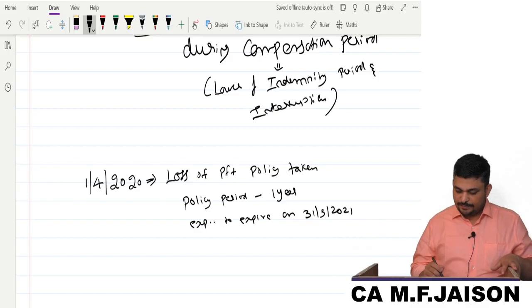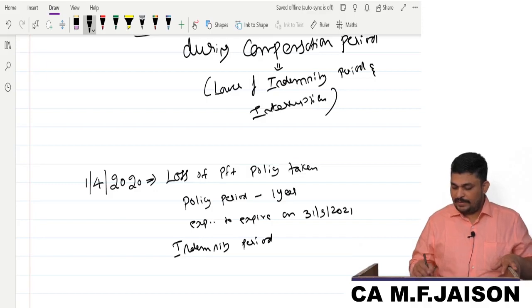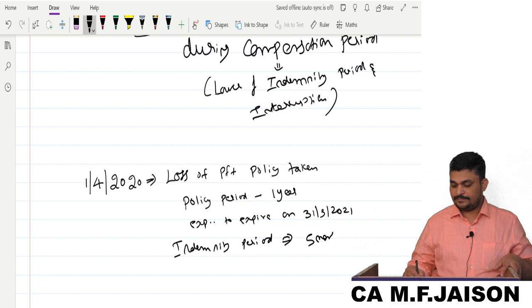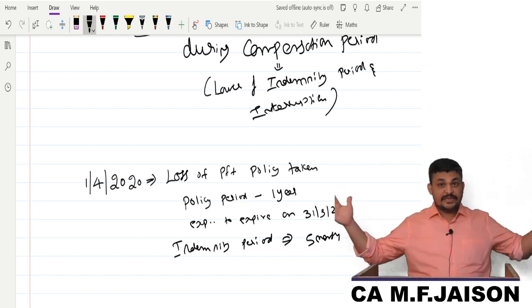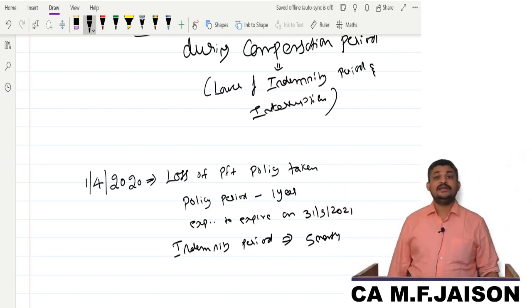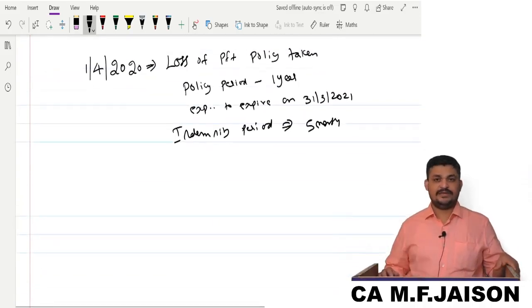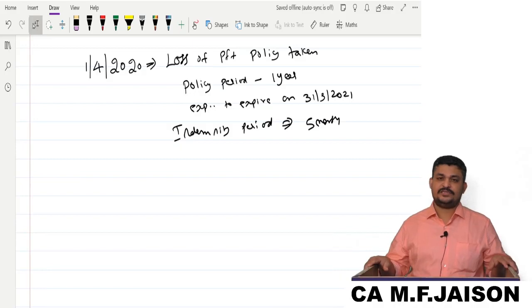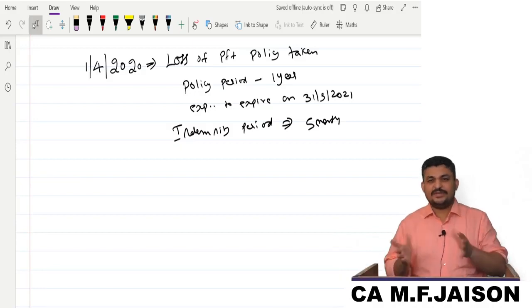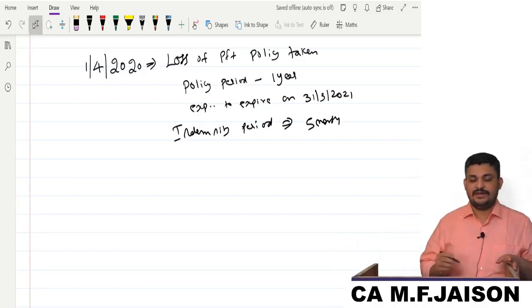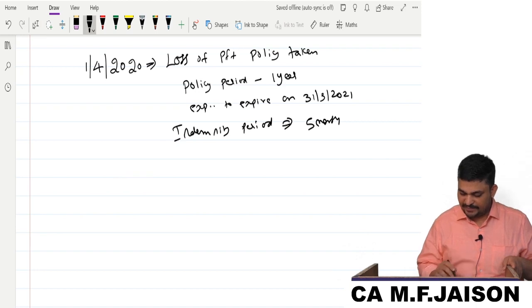It is also mentioned, my dear friends, the indemnity period. Indemnity period is mentioned as 5 months. The policy period is 12 months. Indemnity period is what? 5 months. The compensation period. Policy period is different from the compensation period. Indemnity period, what is the difference? I will tell you. First of all, I will explain a scenario, my dear friends.